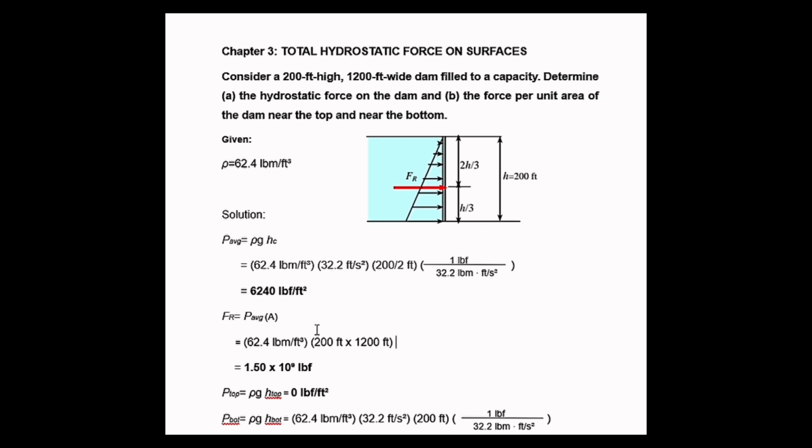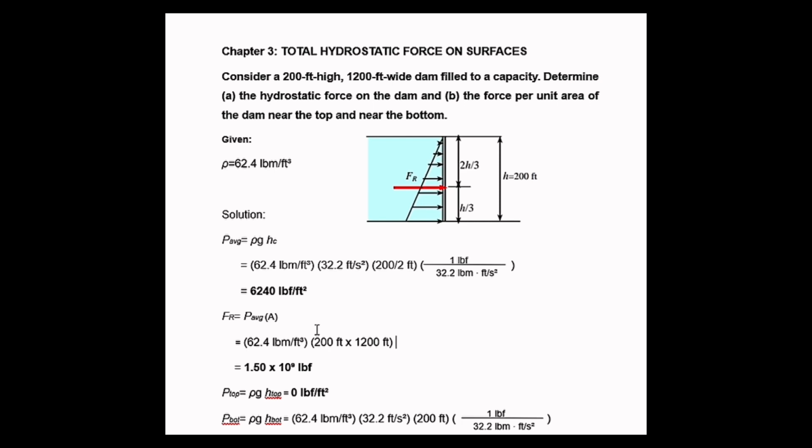So we're given here in the problem, consider a 200 feet high by 1,200 feet wide dam filled to capacity. Determine A, the hydrostatic force on the dam, and B, the force per unit area of the dam near the top and near the bottom. So, a dam is filled to capacity, and the total hydrostatic force on the dam and the pressures at the top and the bottom are to be determined.